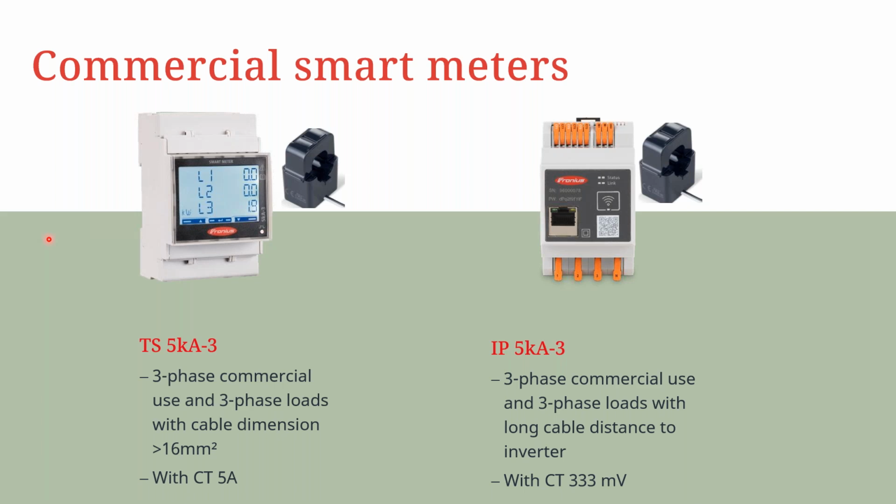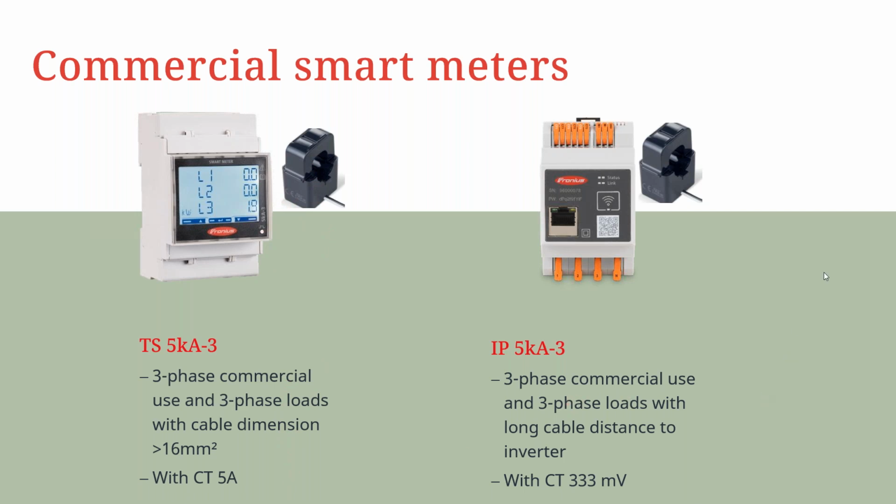Another important component for commercial systems would be the commercial smart meters. And in this class, we do have the existing 5 kiloamp 3-phase smart meter. That is an ideal product when you're doing commercial systems where cable diameters in cross-section are bigger than 16 millimeter square, and therefore a CT with a secondary current of 5 amps is required.